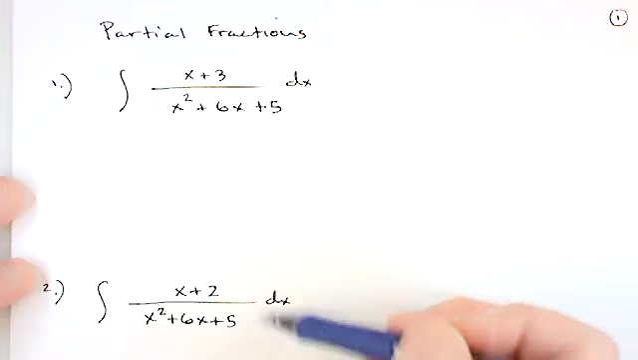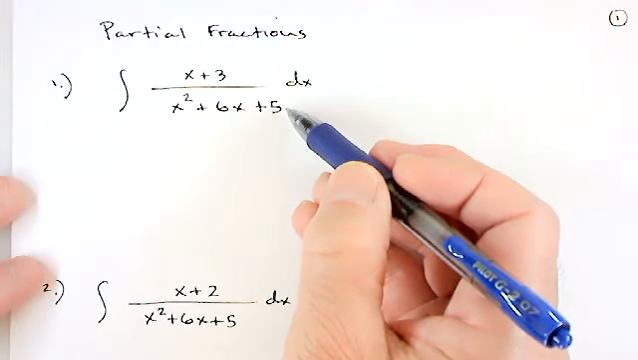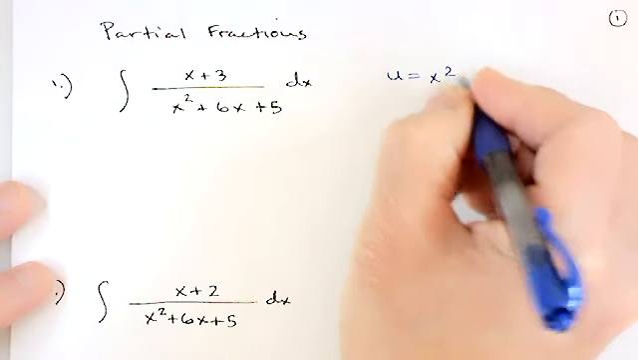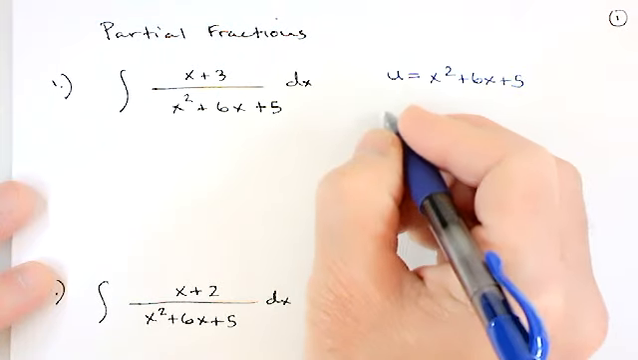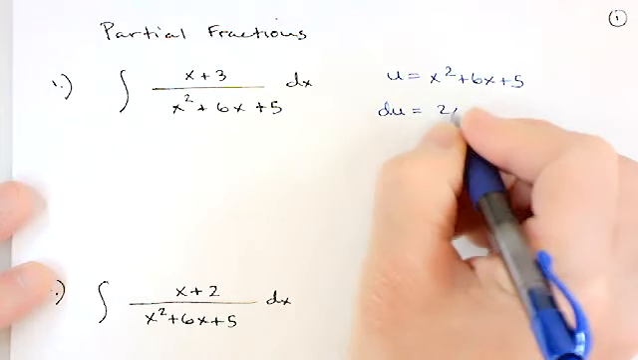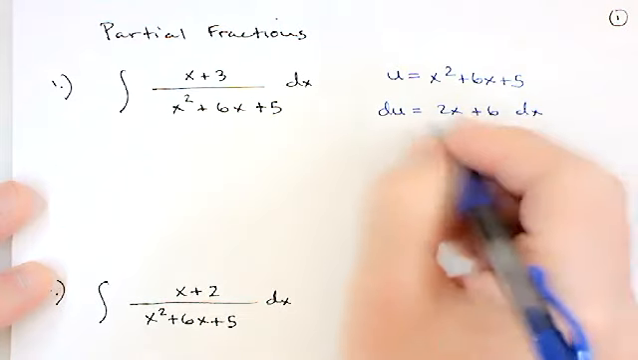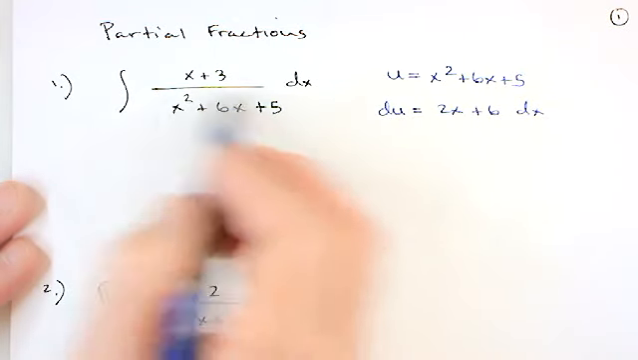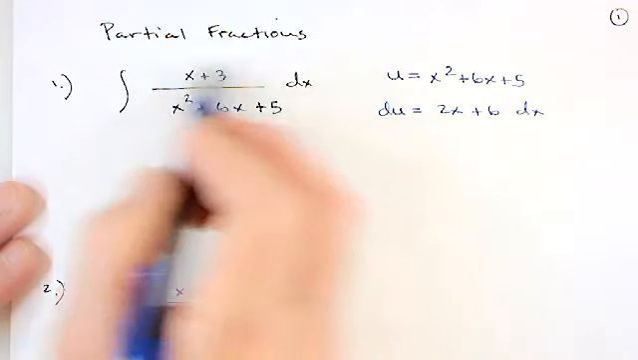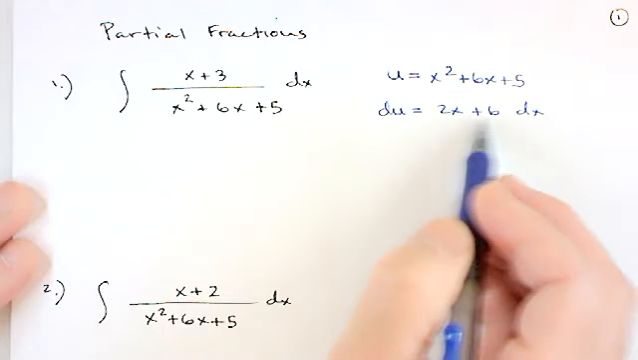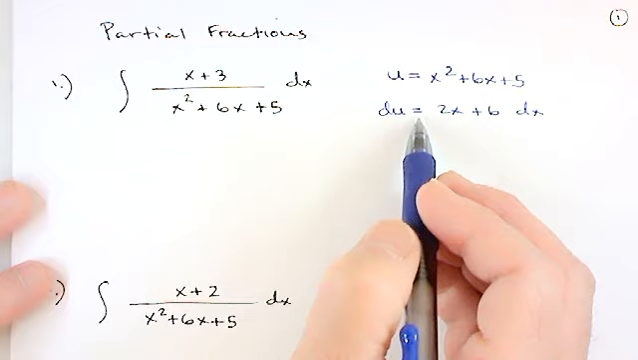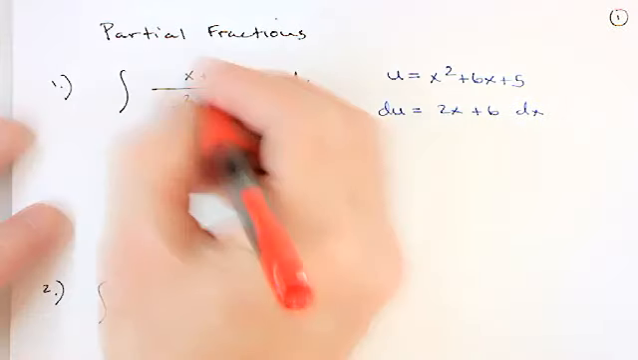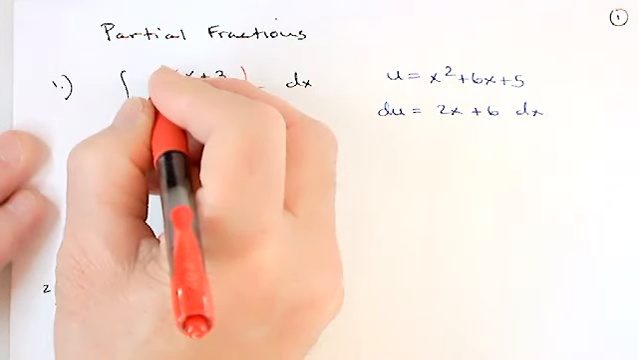Both of these are fractions, but if you look at the first one and think u substitution, let u equal the bottom, x squared plus 6x plus 5, and my du is going to be 2x plus 6 times dx. With u substitution, remember, if this is my u, as long as I could somehow make this numerator turn into du, then I wouldn't need to bother with any other technique other than u substitution.